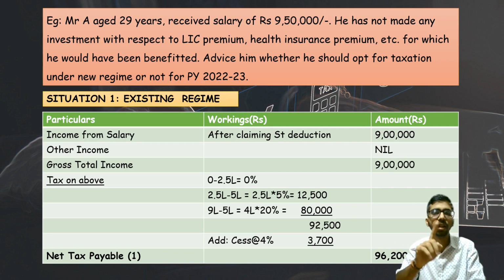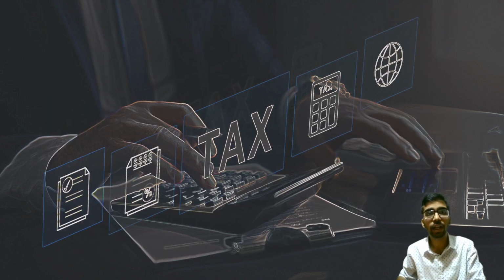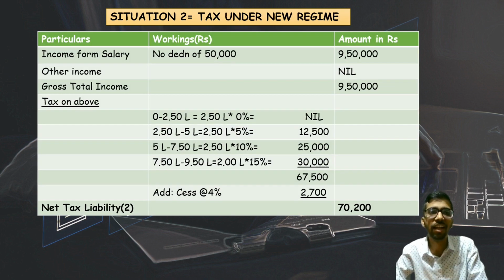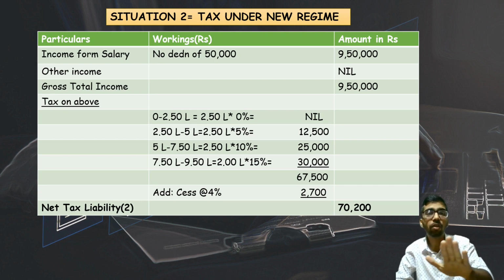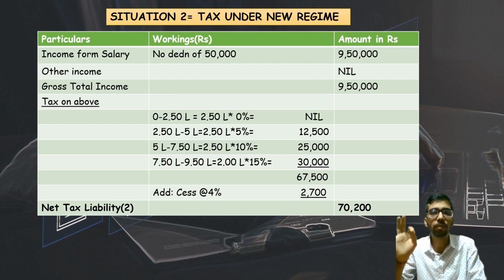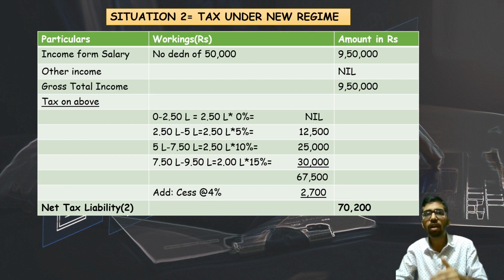Please remember this, 96,200. Then second, if he opts for the new scheme, what is the benefit? We'll see. Income from salary is 9.5 lakh, because the 50,000 benefit is not available, as already discussed in the key points. Other income is nil, and hence gross total income is 9.5 lakh. After applying the tax rate provisions, the tax amount comes to 67,500. After adding the cess of 4%, net taxability is 70,200.